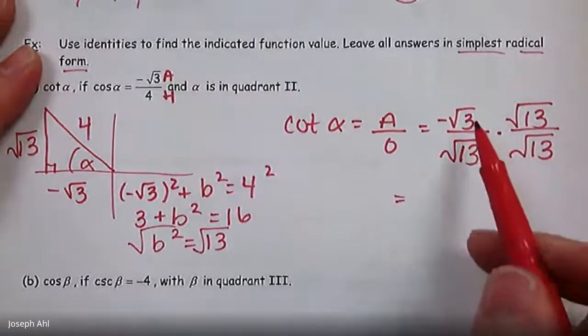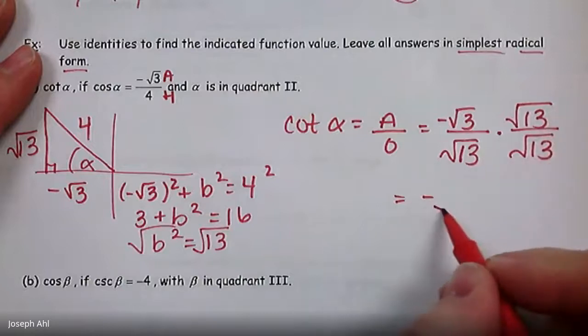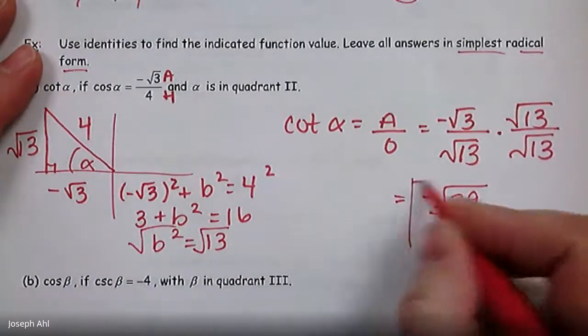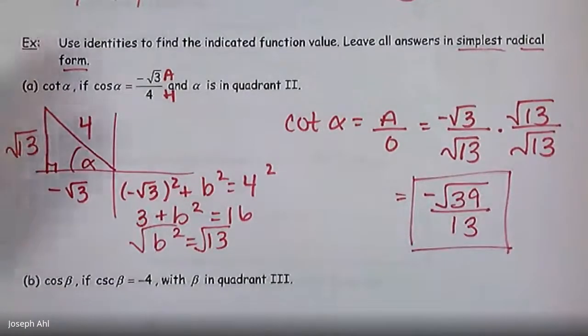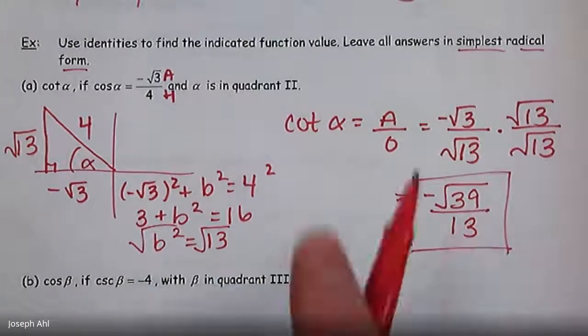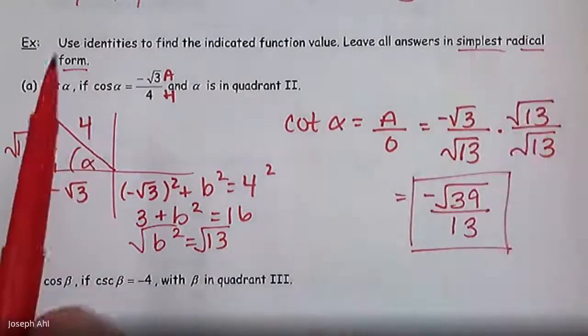And this is going to look a little bit odd, but 3 times 13 would be a 39 under the radical. And then radical 13 times radical 13 is 13. We can't simplify radical 39 any further. There's no perfect squares that go in. So this is the final answer in simplest radical form.